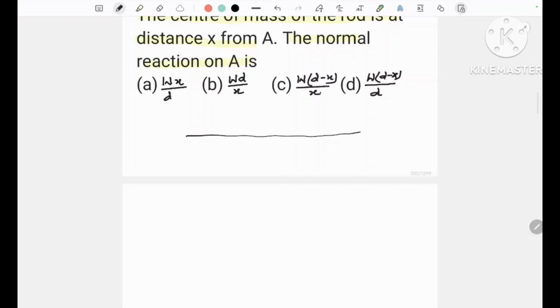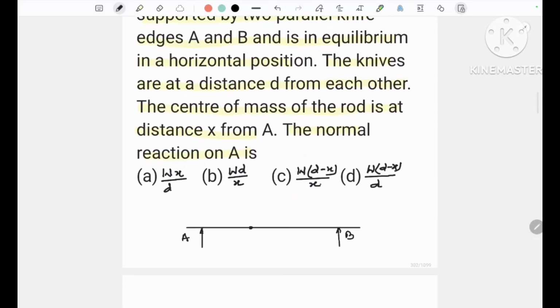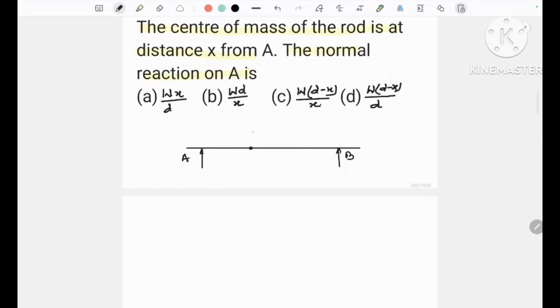A rod is supported on two knives at A and B. Its CG, center of mass, is at C and AC is x and AB is d.